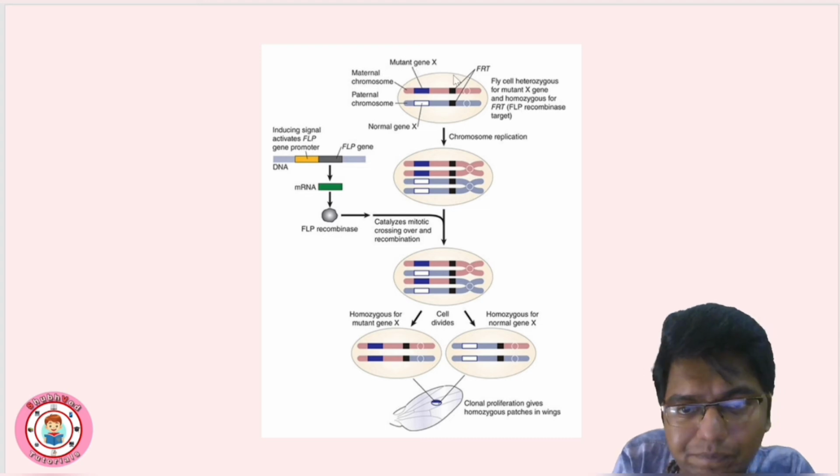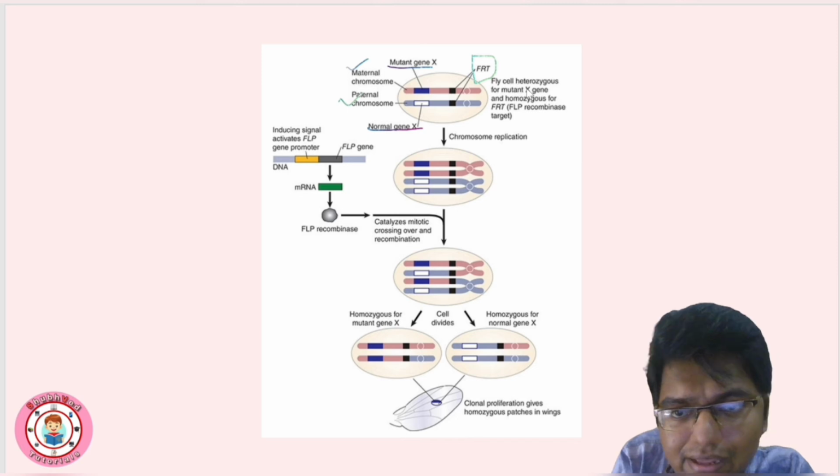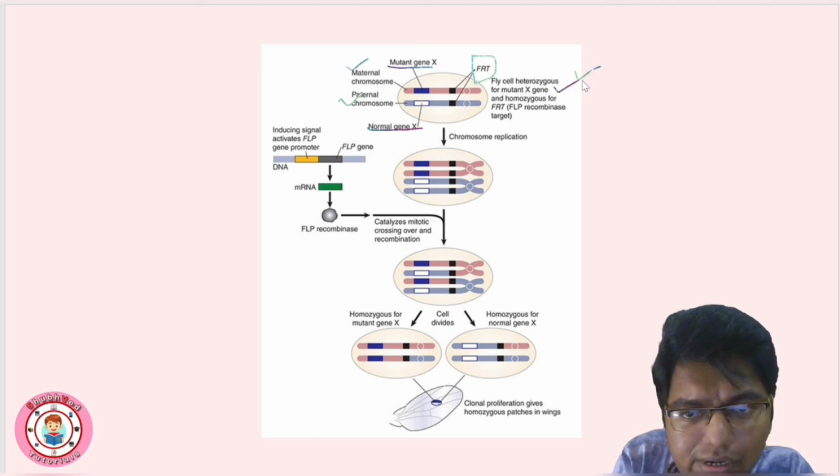Let's see one example with the help of a diagram. This is a heterozygous Drosophila cell. This chromosome is the maternal one and this is the paternal chromosome. The paternal chromosome has the normal gene X, and the maternal chromosome is mutant. Both chromosomes have FRT sites where FLP will go and bind. So this is homozygous for FRT and heterozygous for mutant X.